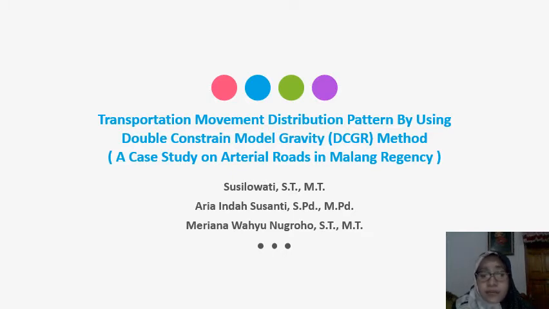Right away, I will present my paper from my research entitled Transportation Movement Distribution Pattern by using Double Constraint Gravity Model, the DCGR method, with a case study on arterial roads in Malang Regency.